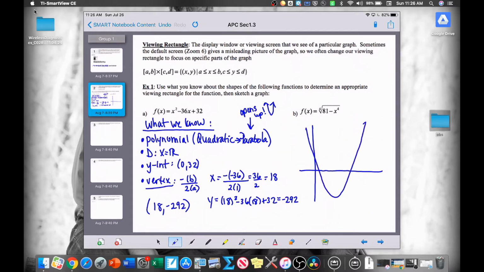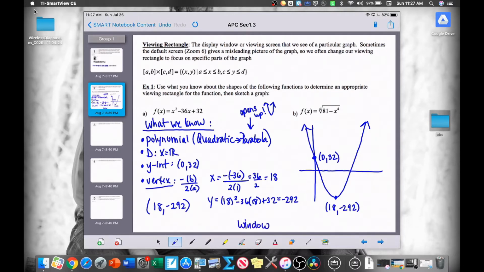So I had a parabola that looks something like that. And I know that this point right down here at the bottom was (18, -292). And I know that this point right here, where it crossed the y-axis, was (0, 32). And so for example number 1, I want to make sure that I write down what my window was.